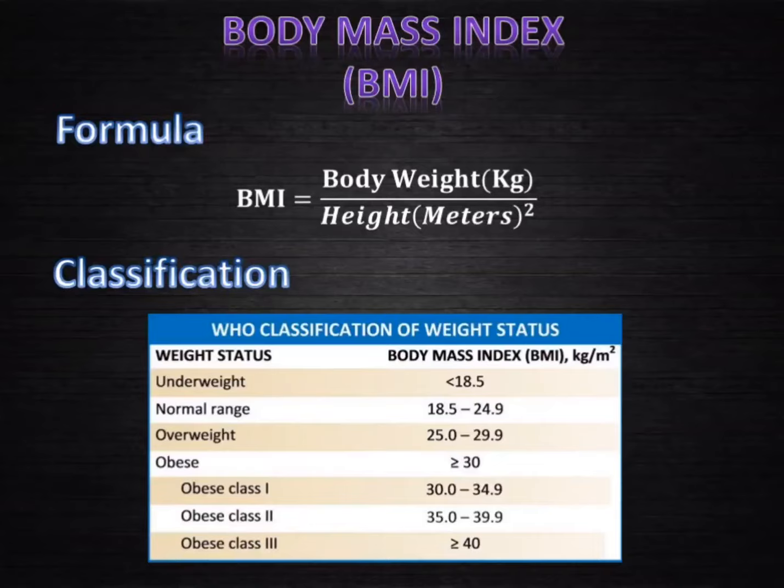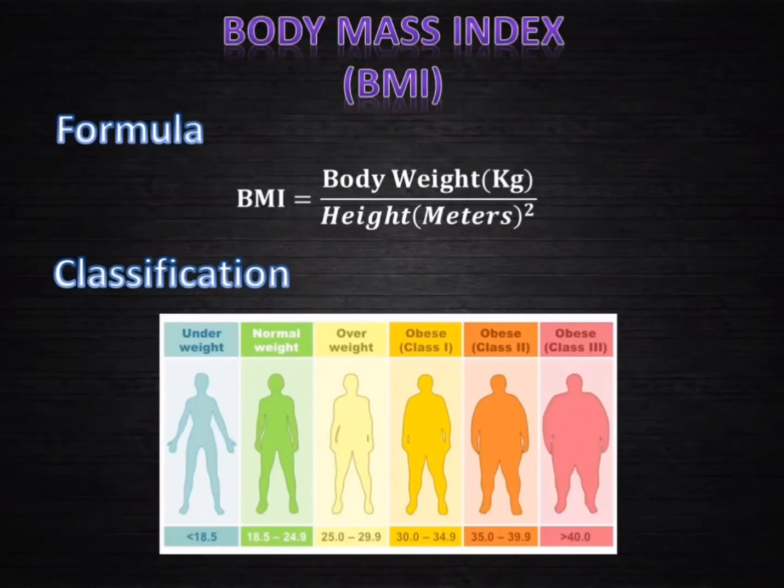Underweight: less than 18.5. Normal range: 18.5 to 24.9. Overweight: 25.0 to 29.9. Obese: greater than or equal to 30. Obese class 1: 30 to 34.9. Obese class 2: 35.0 to 39.9. Obese class 3: greater than or equal to 40. Here is another illustration, for you to know how it looks like.